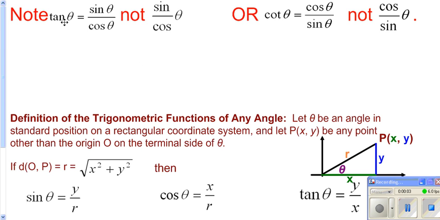Tangent is also defined as being the sine of your angle over the cosine of your angle. Similarly, cotangent, which is a reciprocal of tangent, has to be the cosine of your angle over the sine of your angle.